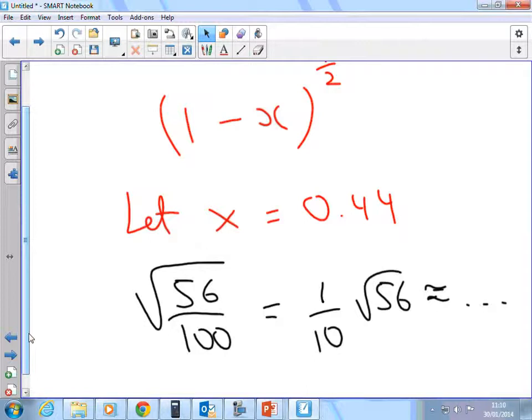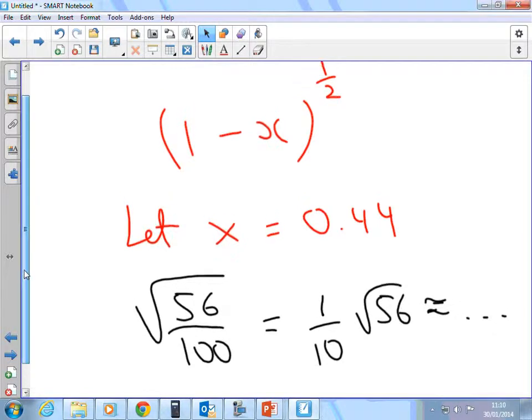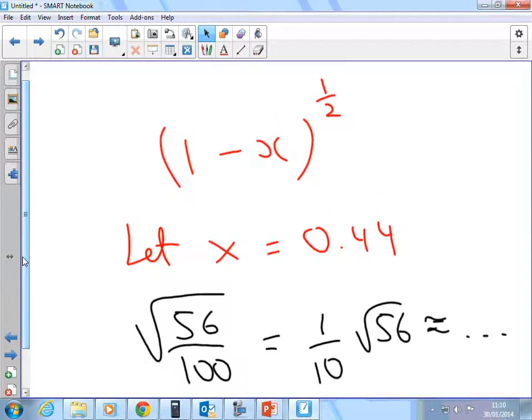So could you find, let's say up to the x cubed term. I'm going to give you 3 minutes to use the binomial expansion up to x cubed.